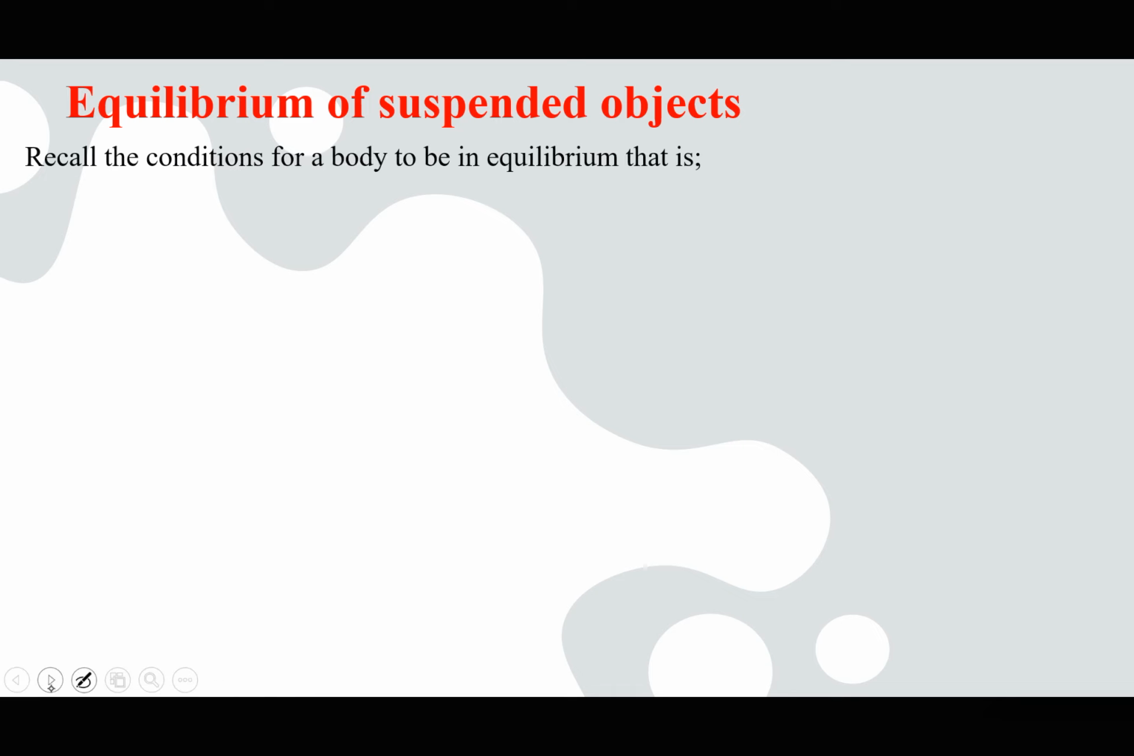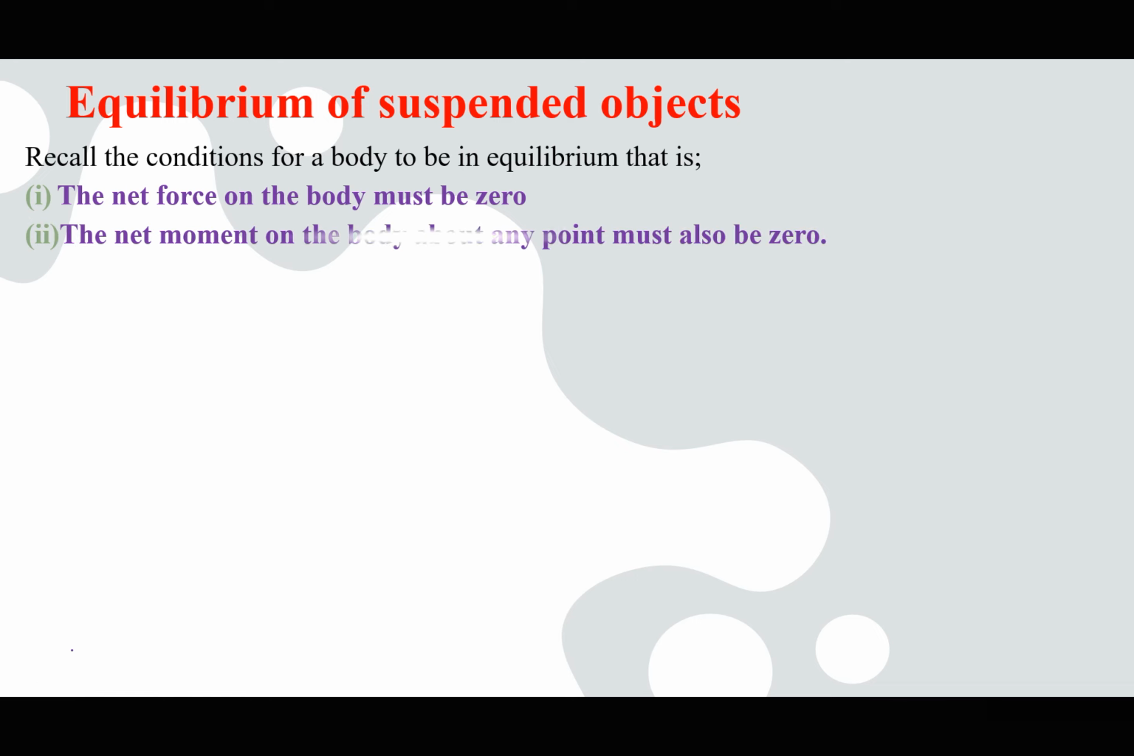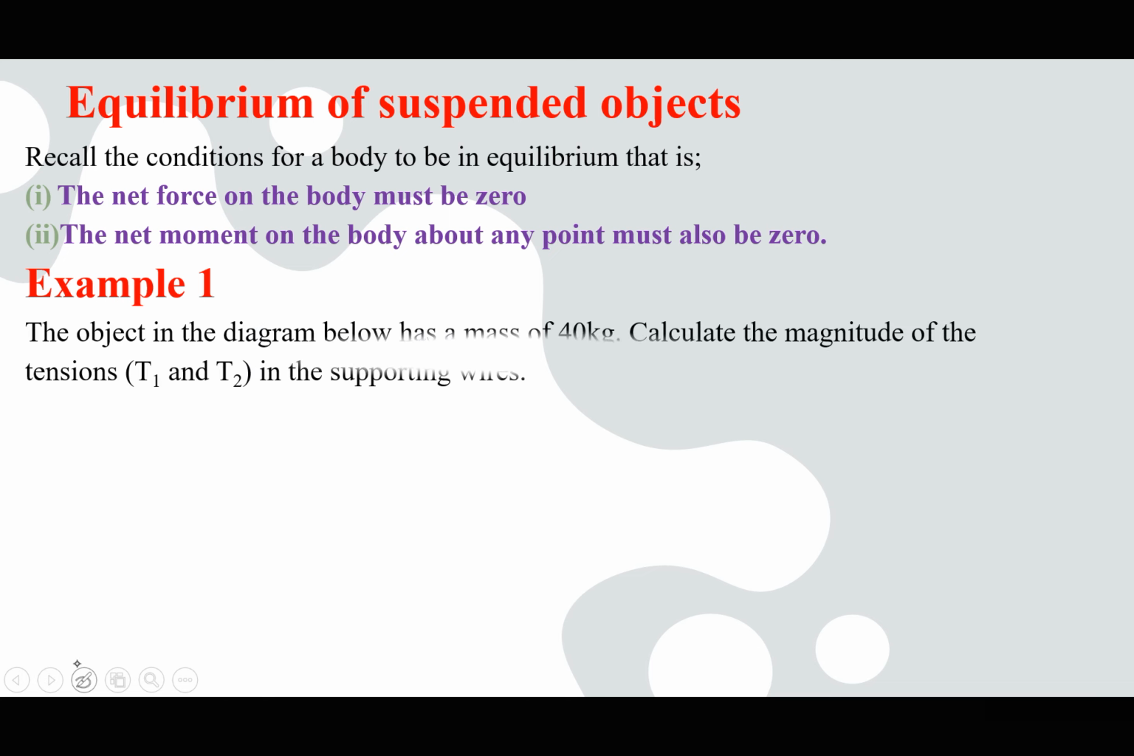Remember, for an object to be in equilibrium, two conditions must be fulfilled. We mentioned them under moments. One, the resultant force or the net force on the body must be 0. And two, the net moment or the net torque on the body about any point must also be 0. So we're going to consider an example where we have an object that has been suspended.